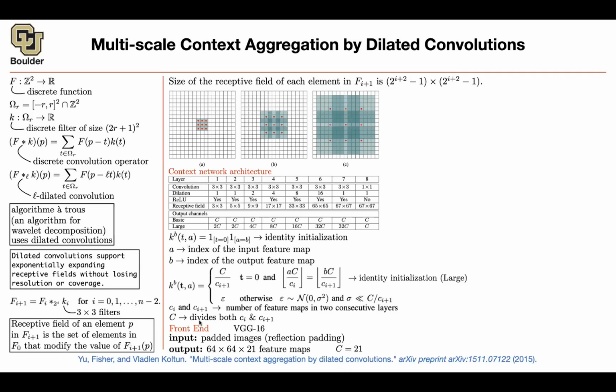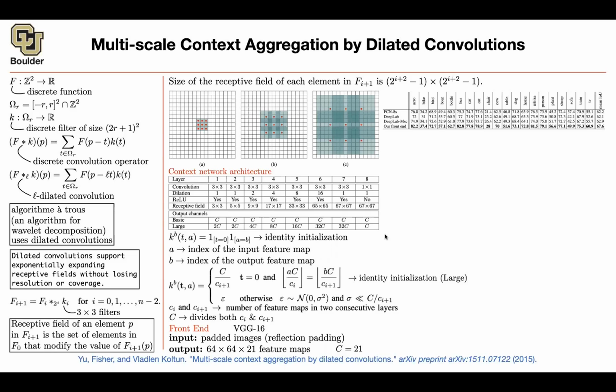What is the backbone, or the front end of your network? That's going to be VGG16. Your inputs are padded images, and you're using reflection padding like UNet was using. In the end, you're going to get a low resolution tensor with 21 channels, because you have 21 classes in Pascal VOC. Then you have to increase the resolution, go back to the original resolution, and then you do your prediction. So there is an upsampling going on after this layer.